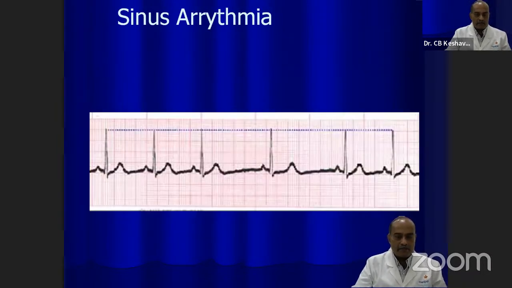So this is another example where you see absolutely normal PR intervals, QRS is normal, and they're coming regularly, except that there is a phasic variation. Here they become longer and longer gaps, and then again they become normal. That is the important point that we have to observe for sinus arrhythmia.